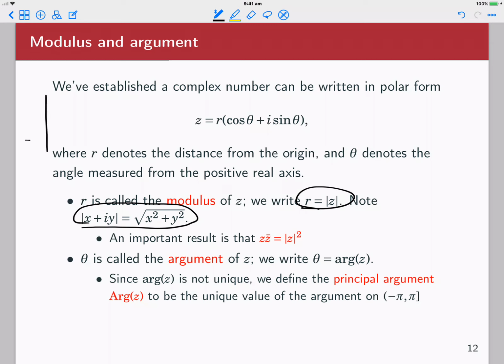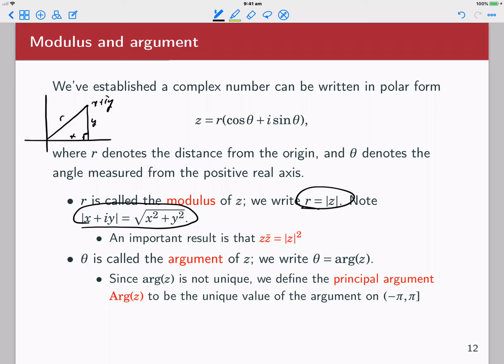If you've got a complex number here, x plus iy, and you draw a right angle triangle, this is r, this is x, this is y. So by Pythagoras' theorem, r squared is going to be x squared plus y squared. So that's all that is.